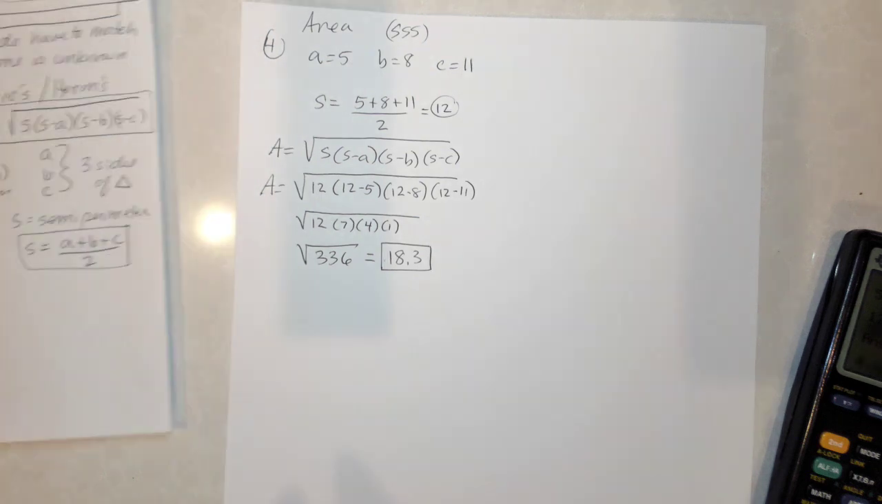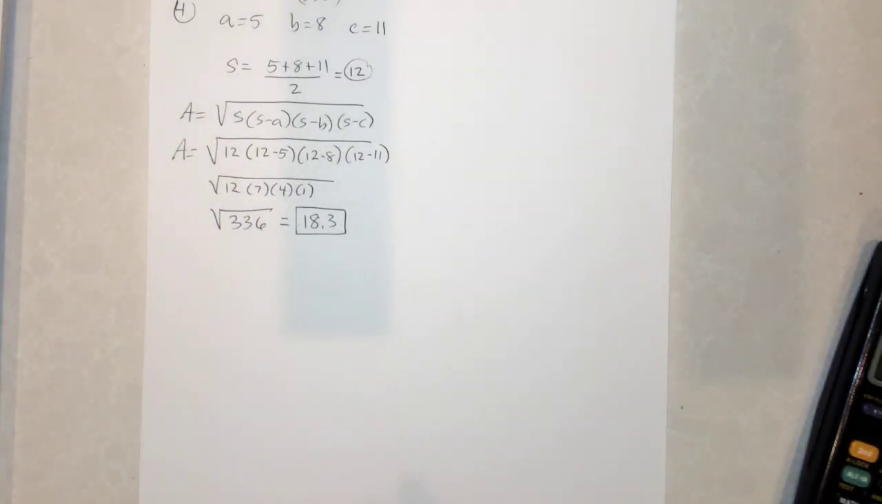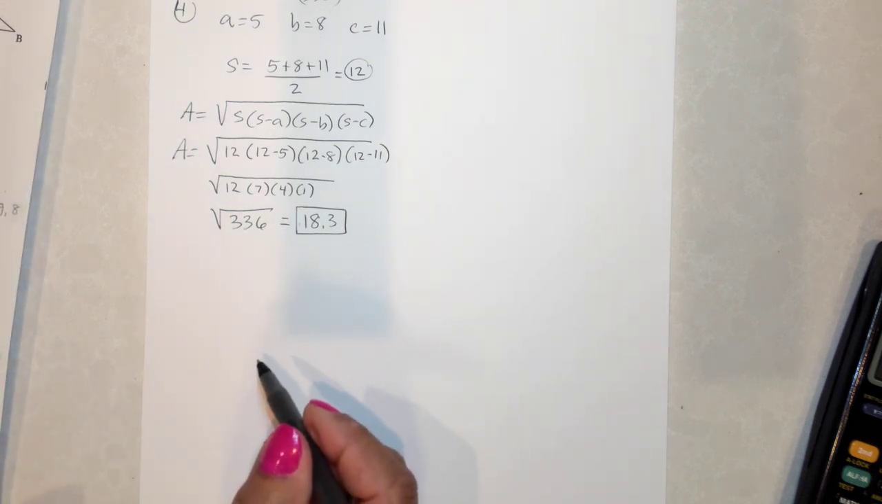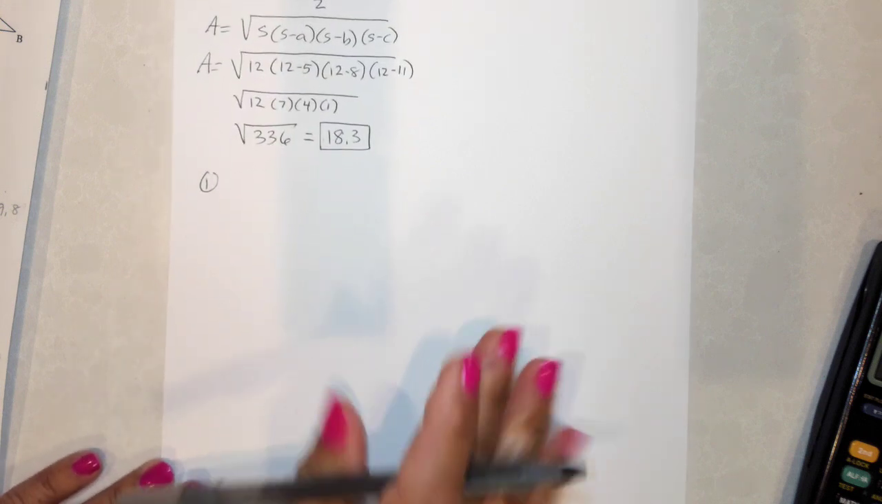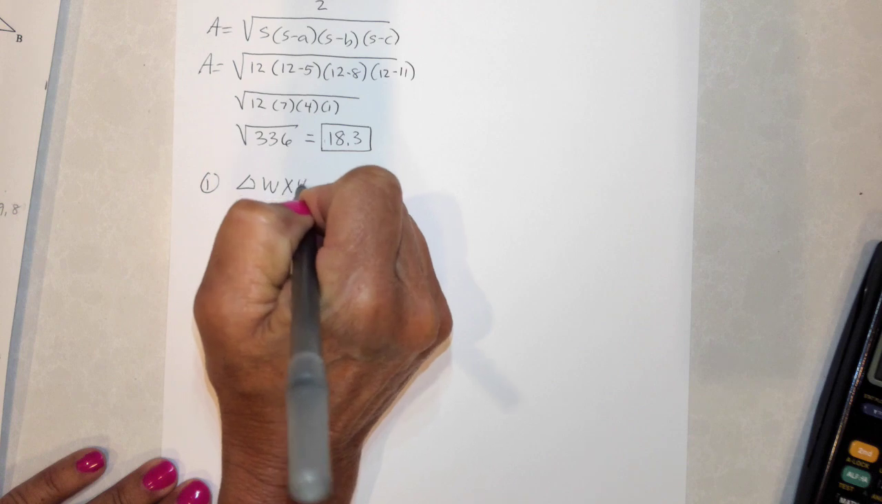All right, let's get to the nitty-gritty of how to use the law of sines, or excuse me, law of cosines to find sides and angles, because that's where the real dirty work is. So I'm going to go back again and use an example off of the packet so you can look it up. So it's telling me to solve triangle WXY.